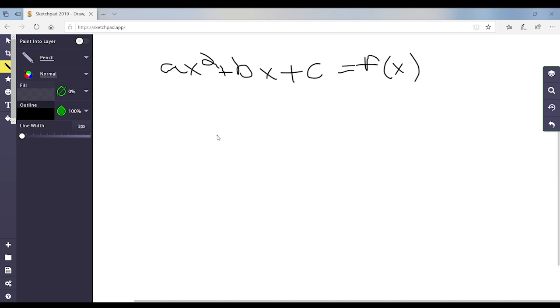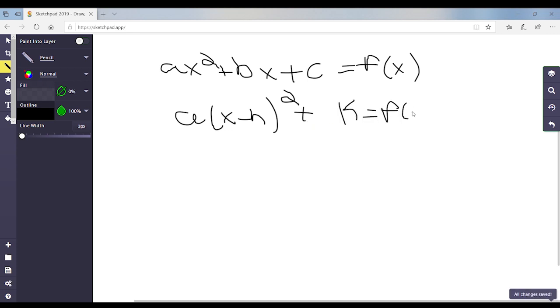So that's standard form. But another way to write parabolas, again, we're doing parabolas, is something called vertex form. So that would be called a times x minus h squared plus k. Okay. So this is actually a lot easier to visualize, and we're going to be talking about why that's a lot easier to visualize. So equals f of x, right?